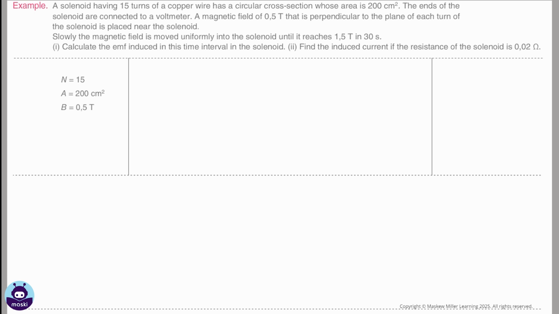near the solenoid. Slowly, the magnetic field is moved uniformly into the solenoid until it reaches 1.5 Tesla in 30 seconds. Calculate the EMF induced in this time interval in the solenoid. Find the induced current if the resistance of the solenoid is 0.02 ohm.